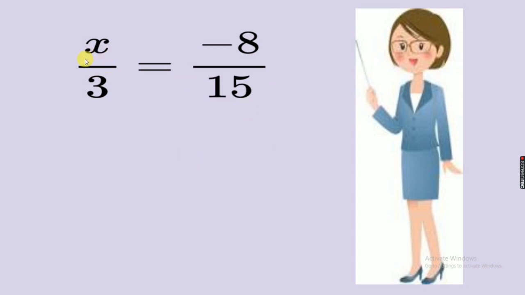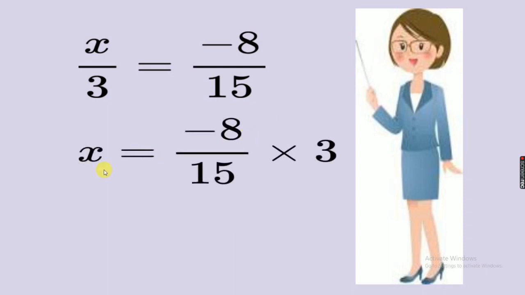Now here we have x upon 3. We have to remove this 3 also, because we have to find out the value of x. This 3 is in division with x. Division would convert into the multiplication when we transpose this 3 to the right hand side. So how would we write it?